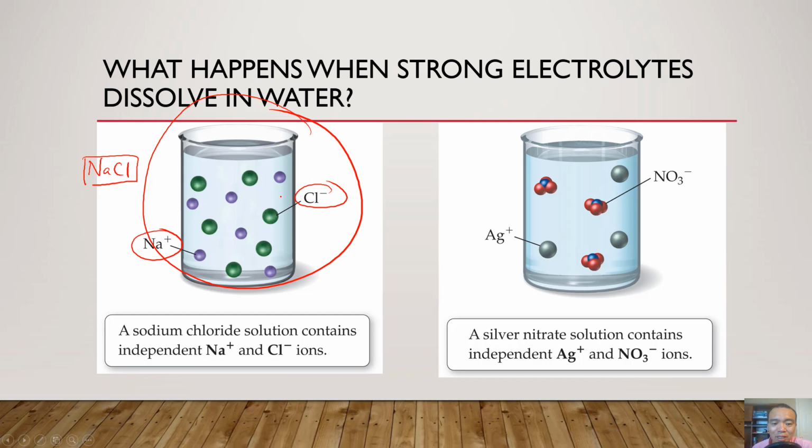Similarly, for silver nitrate, AgNO3, after you dissolve this in water, there is no more silver nitrate unit. Rather, silver ion and the nitrate ion will exist in water because soluble salts have already ionized 100% once you dissolve them in water.